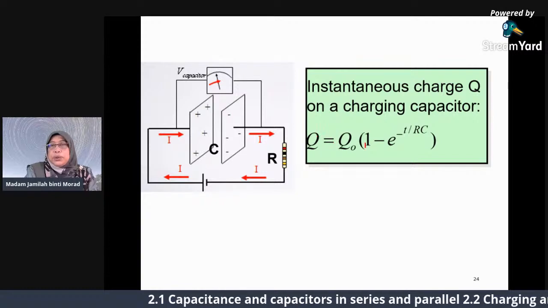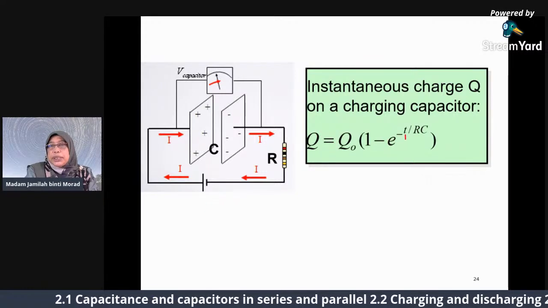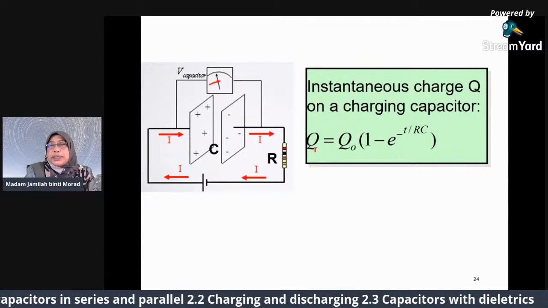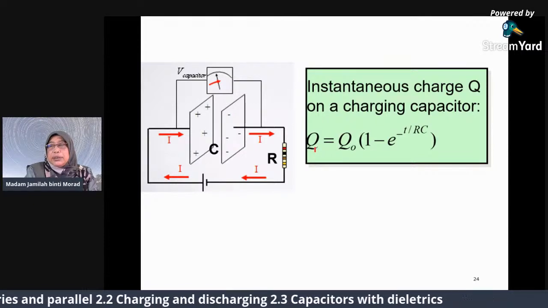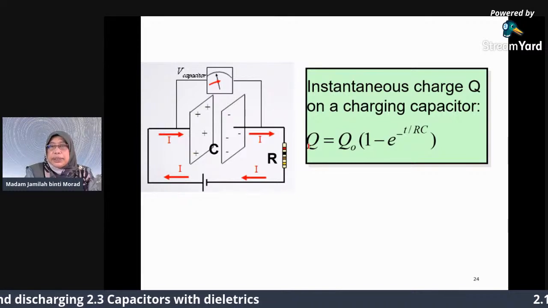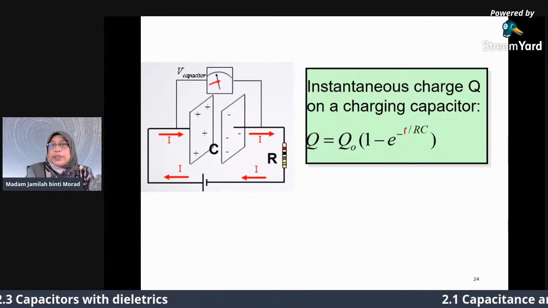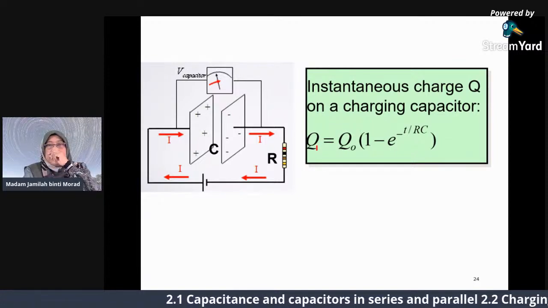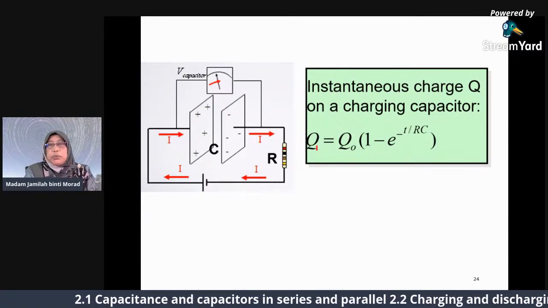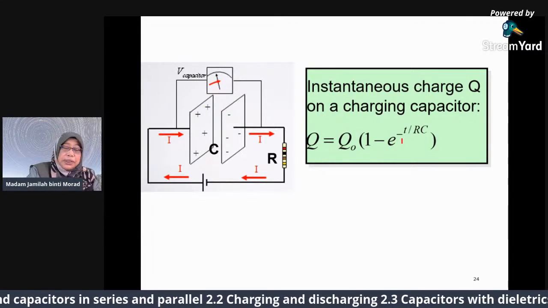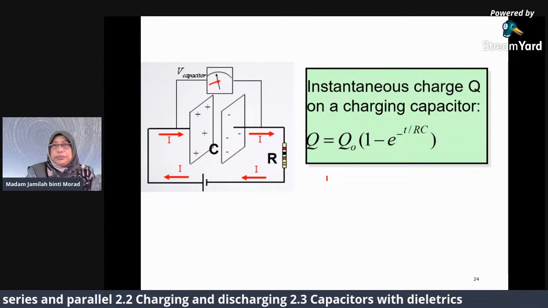Q equals Q naught times 1 minus exponent negative t over RC. Q is the instantaneous charge, meaning the charge on the plate of the capacitor at a given time. When you have the time, you can substitute in this equation, then we know what the instantaneous charge on a charging capacitor is at that moment. So Q naught times 1 minus exponent negative t over RC.